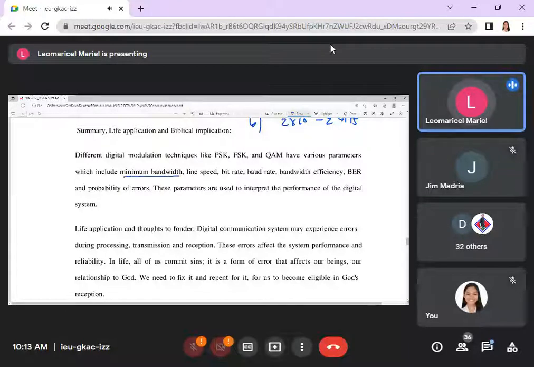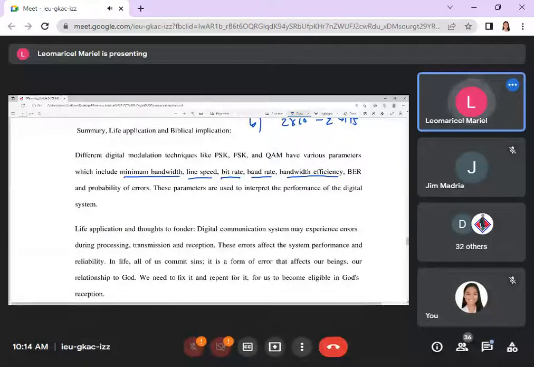So, ang minimum bandwidth natin nakukuha sa baud rate. Papalitan mo lang ang unit. Line speed, actually the input speed at the modem. The bit rate will be the same as your line speed. The baud rate will be the output rate of your modem. The bandwidth efficiency is actually your number of bits taken, or your bit rate over baud rate.